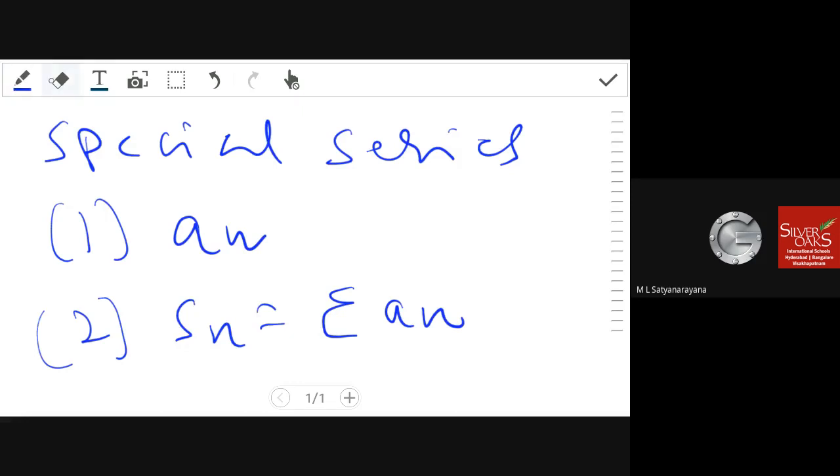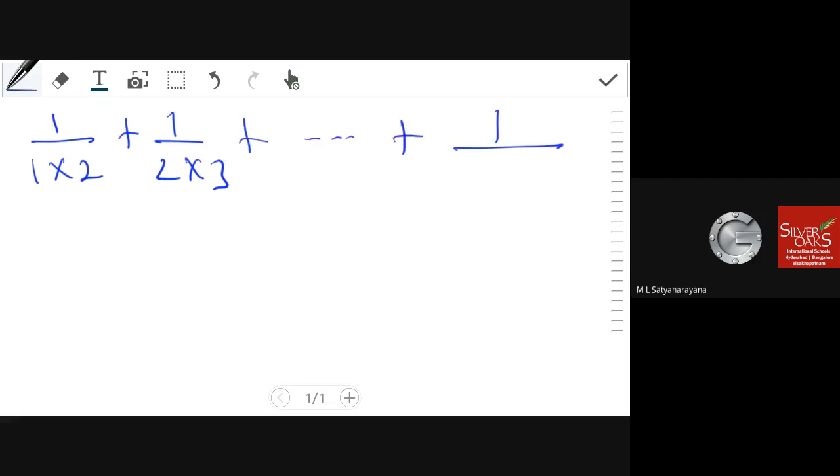Like I told you to do this problem, I'll complete it if you want. That is 1 by 1 into 2 plus 1 by 2 into 3. First thing is you find the nth term. 1 by 1, 2, 3, 4, so it is n; and 2, 3, 4, you can find the nth term also, it will be n plus 1.